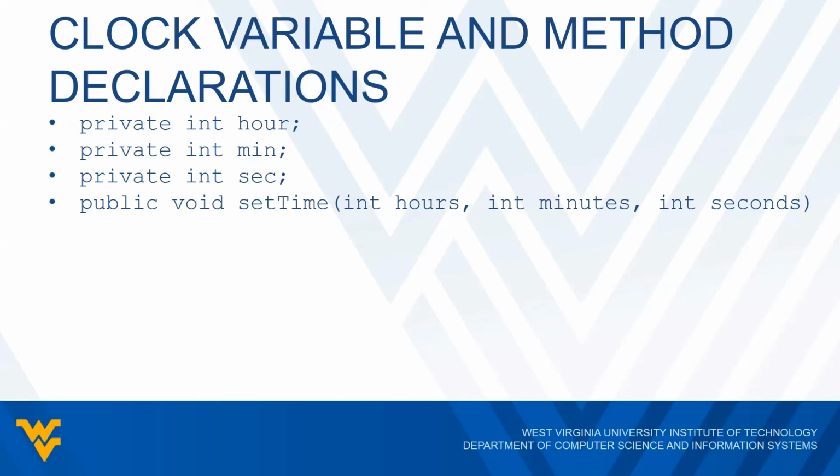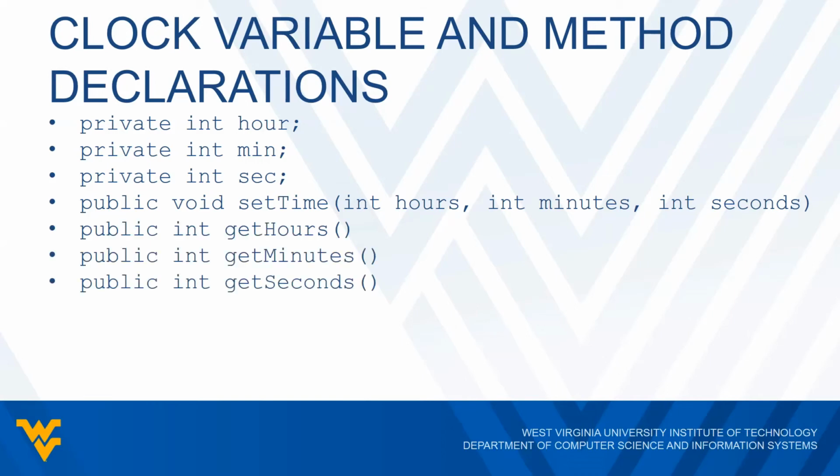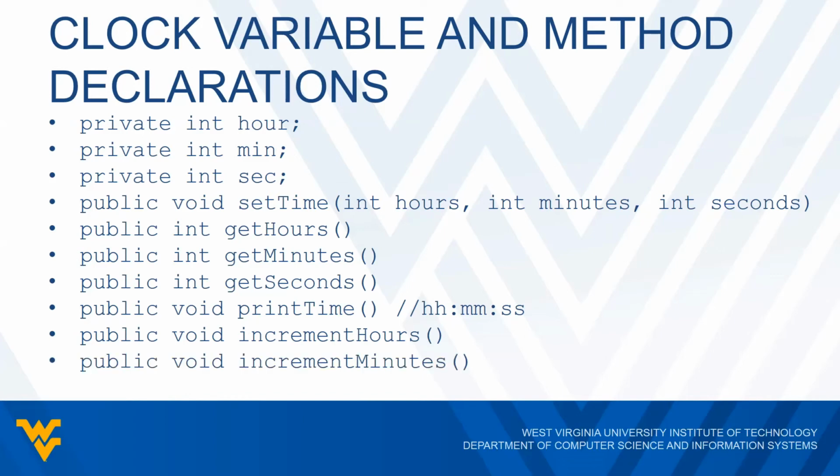And then we can have a couple of methods for getting the values of hour, min, and sec. That would be getHours, getMinutes, and getSeconds. They simply return the hours, minutes, and seconds of our current time. We can print the time, and here the format will be 2 digits for the hour, a colon, 2 digits for the minute, a colon, and 2 digits for the seconds. And then we can have methods for incrementing: incrementHours, incrementMinutes, and incrementSeconds. These will increment the time by 1 hour, 1 minute, and 1 second respectively.